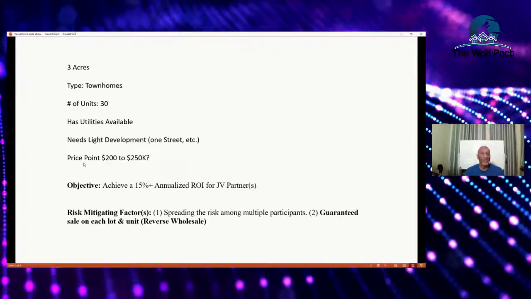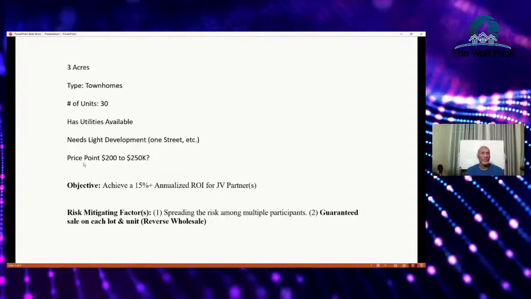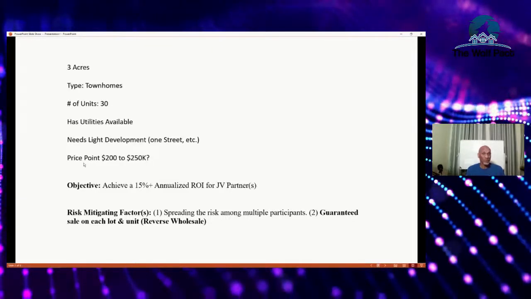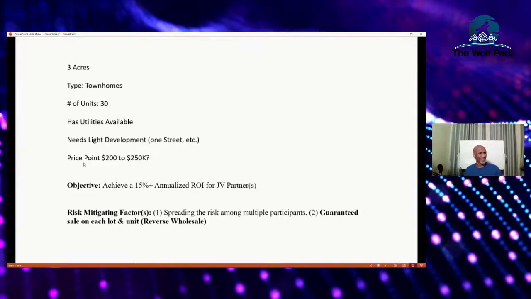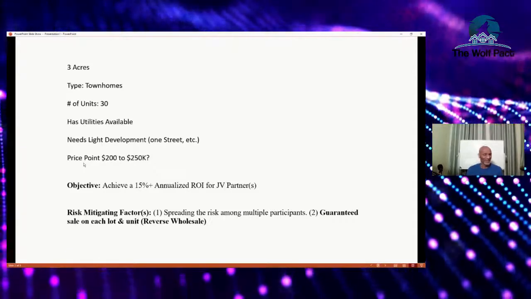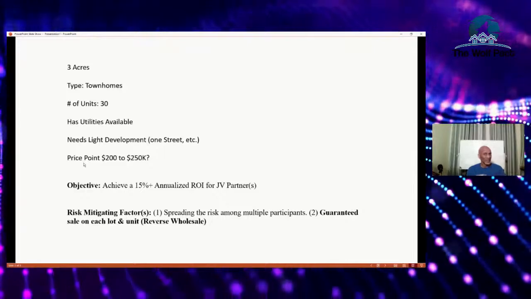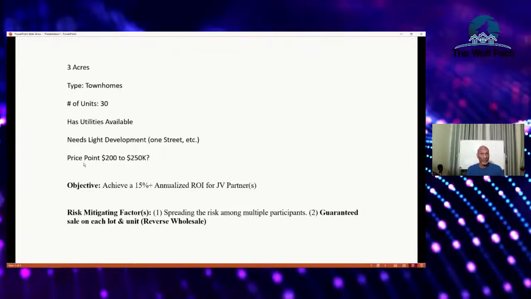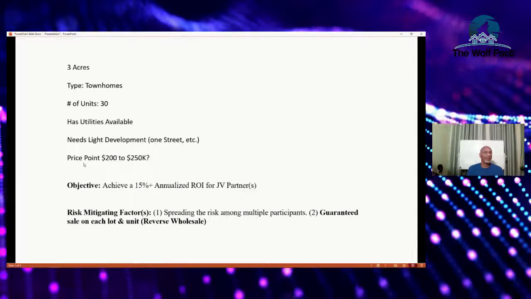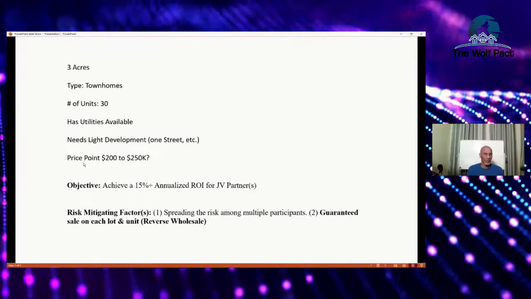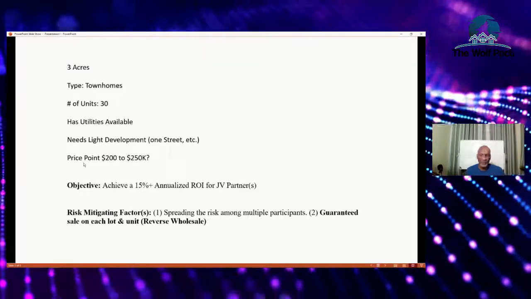Great lot value. As a rule of thumb, you want your lot value on new construction to be 15% or less of the purchase or appraised value. So at 200,000, 15% is 30,000. We're below 15,000. Great deal. Great deal. We know we can handle that.